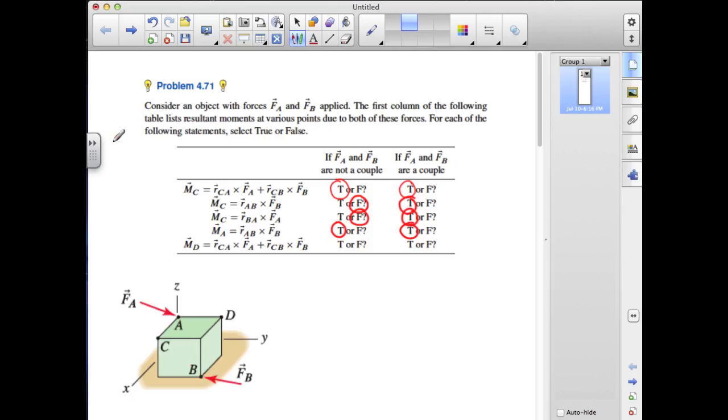Finally, our last statement is that the moment about D is equal to RCA cross FA plus RCB cross FB. So we're back to our expression that we had in the very first row. Again, this is not going to be true if FA and FB are not a couple. We would have to write RDA cross FA plus RDB cross FB. But it is going to be true if FA and FB are a couple, because it doesn't matter where our reference point is if they're a couple. We could choose any point we like on the body and get the same result, which is also why the couple is a free vector.